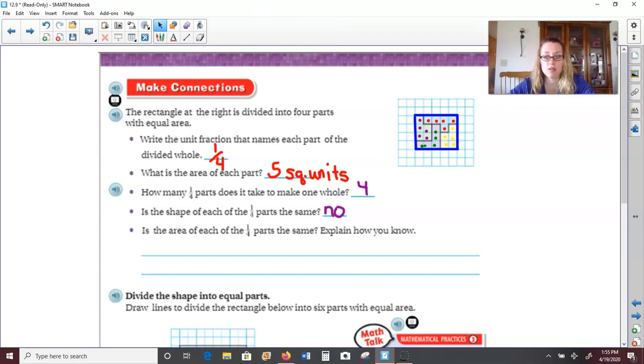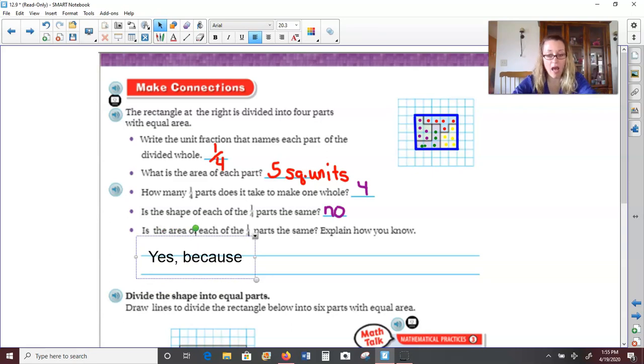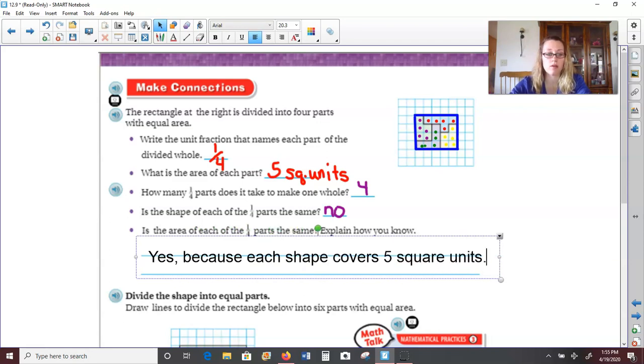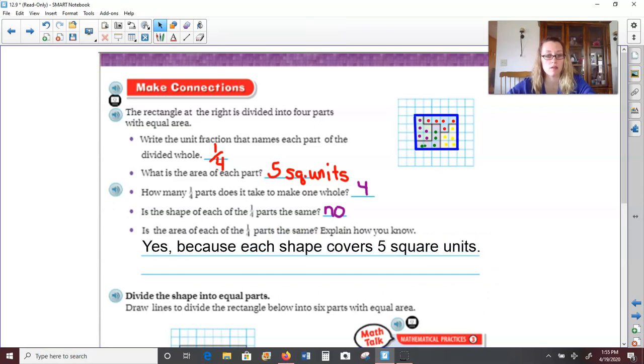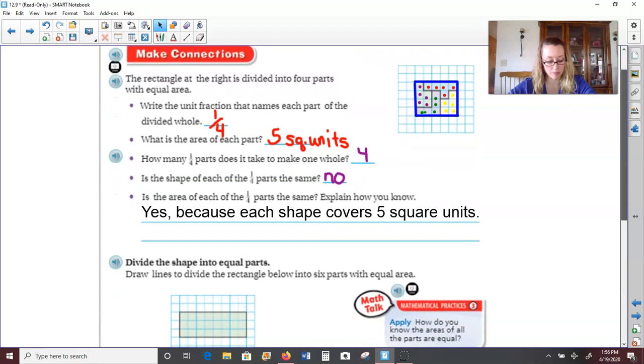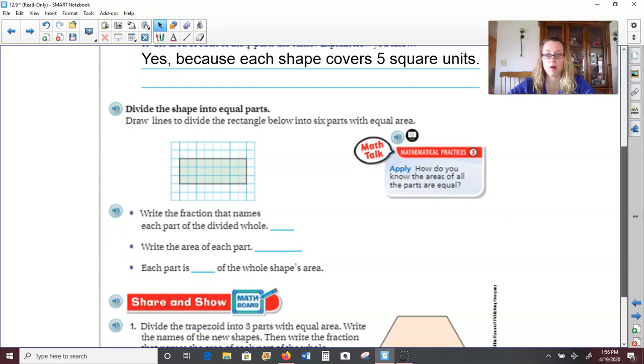So that takes us to the next question. Is the area of each of the 1/4 parts the same? And we're going to say yes. And we have to explain why. And we're going to say because each shape covers 5 square units. Okay, so even though the shapes don't look the same, they still cover the same area of 5 square units. All right, let's keep going here.